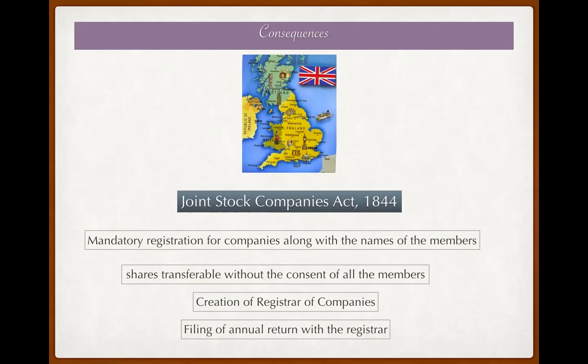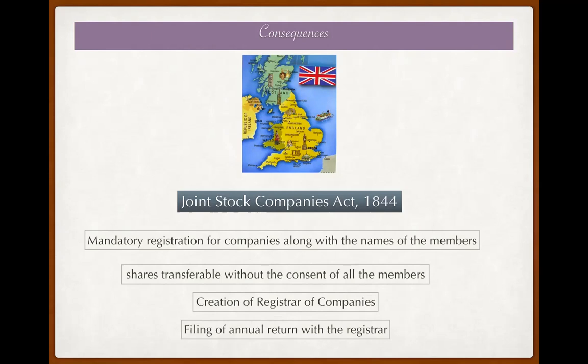The transferability of shares was also facilitated without the consent of the members. However, since the names of the members are disclosed by way of registration, if shares have been transferred to a new member, their names also need to be registered as per the mandatory registration. Then there was the creation of the register of the company's position. So the registrar will maintain how many companies exist and which companies have the charter to operate in certain territory, and then the annual filing of returns with the registrar was made compulsory.